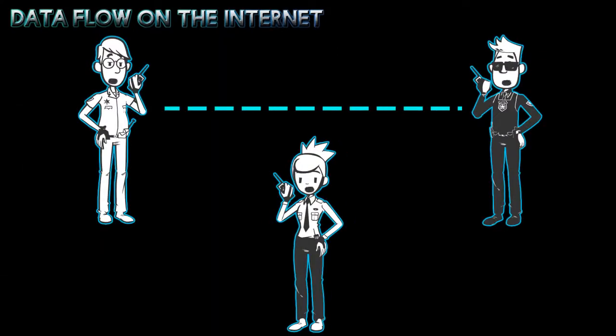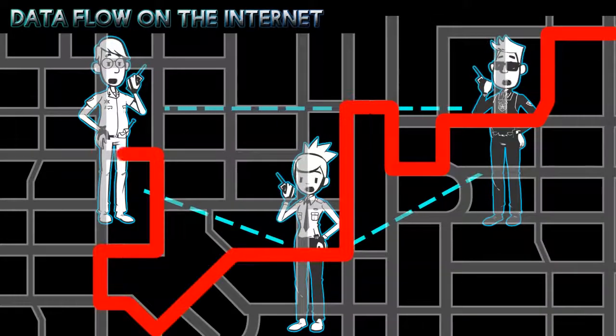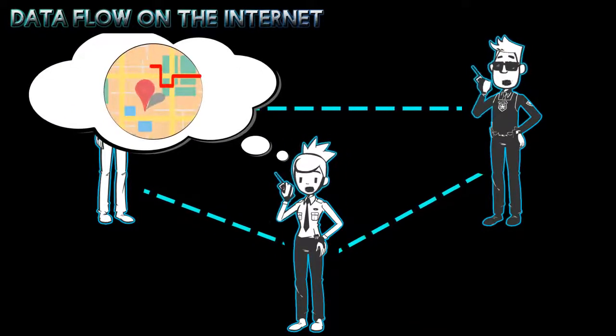Internet routers regularly communicate with each other so they know what routes provide the fastest delivery. These routes are stored inside the router's memory and are called routing tables.